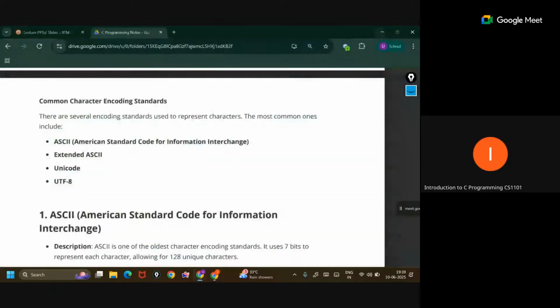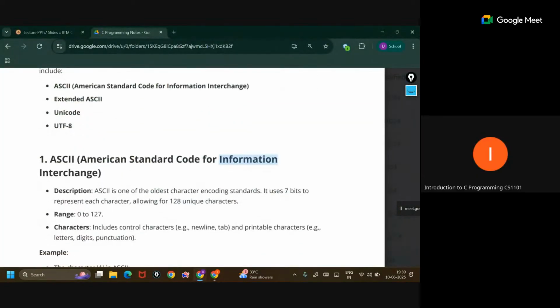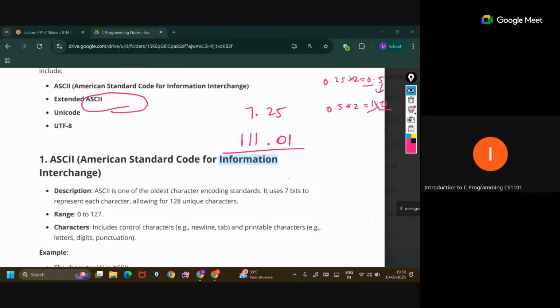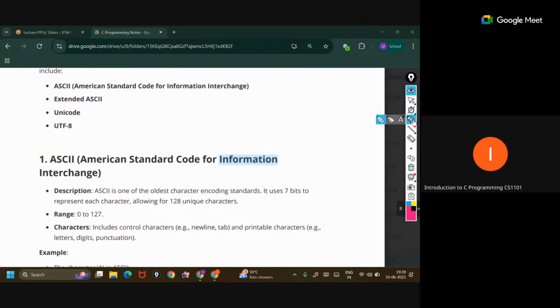So the computer cannot understand what is 0, what is A and all. So for that we'll use these ASCII values. We have ASCII values from A, B, C till Z. Similarly, we have a separate ASCII value for lowercase a, b, c till z. Similarly, we have ASCII values for character 0, character 1 till character 9.